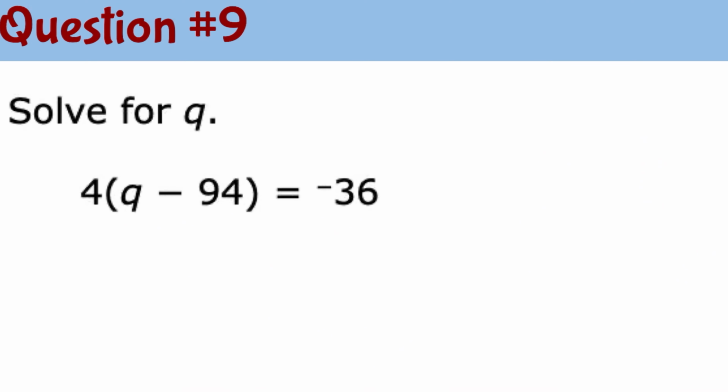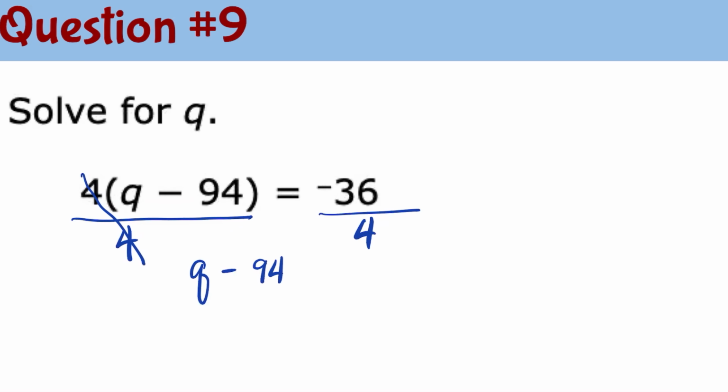Question number 9. Solve for q in the equation 4 times the quantity q minus 94 is equal to negative 36. The same thing, just like with question number 8, we cannot do the inverse of negative 94, which is adding 94 to both sides. But the first thing that we need to do is divide both sides by 4. So dividing both sides by 4, 4 divided by 4 is 1. So we have now q minus 94 is equal to negative 36 divided by 4, which is negative 9.